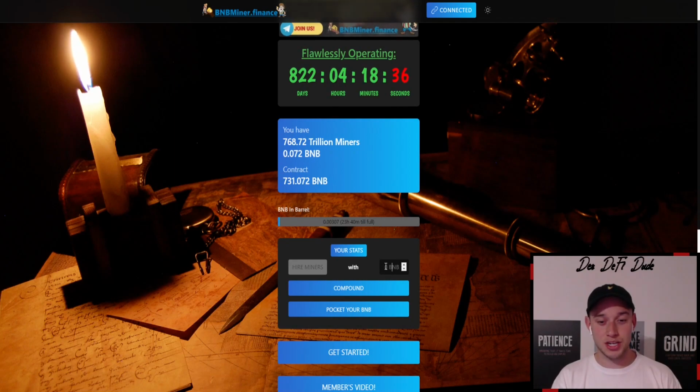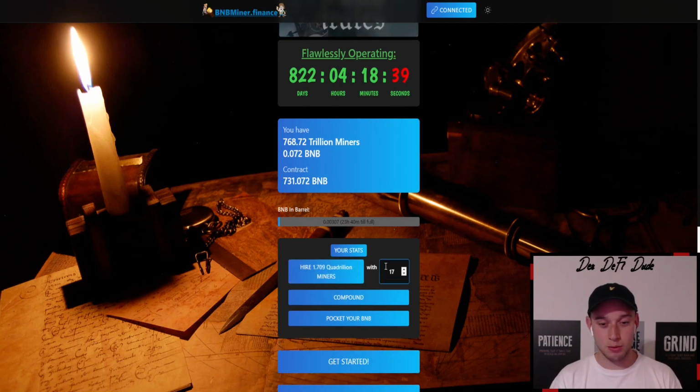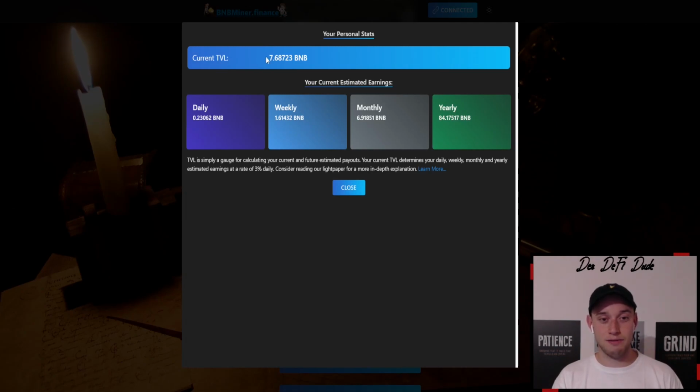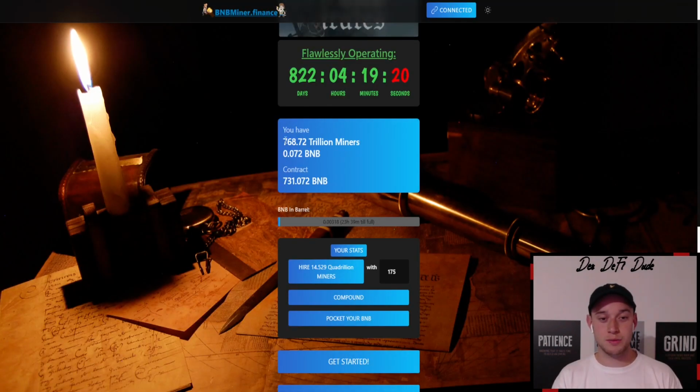And to give you a clearer picture, how much miner you get currently with 175 BNB is 14.5 quadrillion miners. And of course, this wallet got even more because the contract balance was 175 BNB lower when this higher came in. So it should have gotten around, I would guess, 20 quadrillion miners, or let's say 18, somewhere around this level. I, for example, currently sit on 7.68 BNB, which gives me 768 trillion miners. So I'm a little fish compared to this bigger whale.